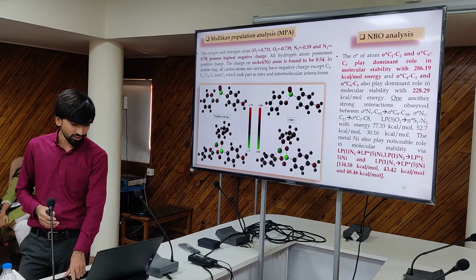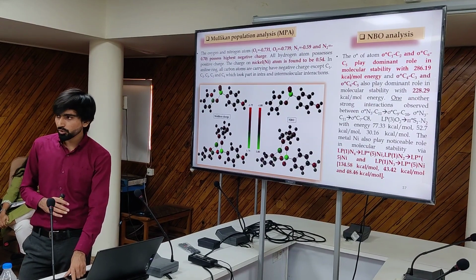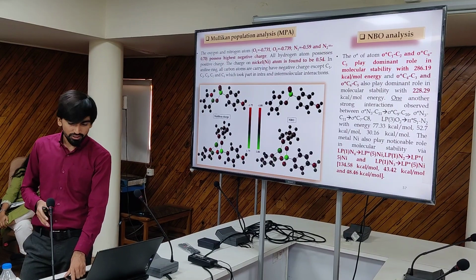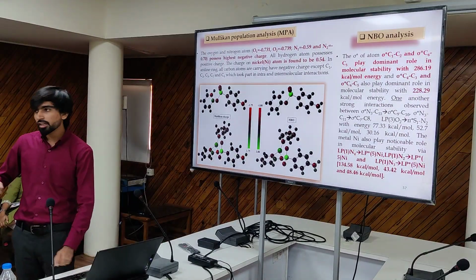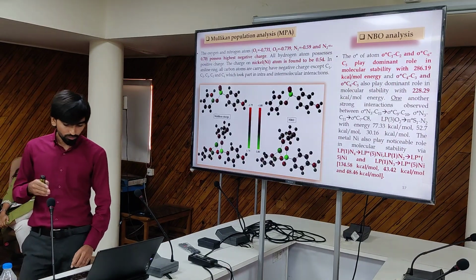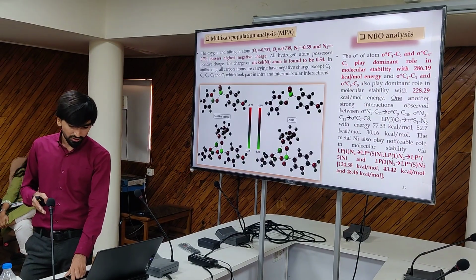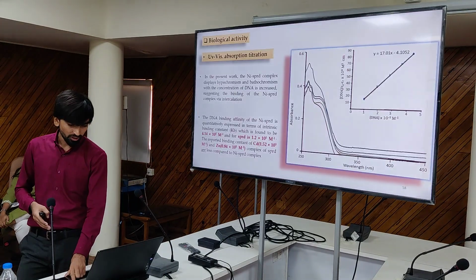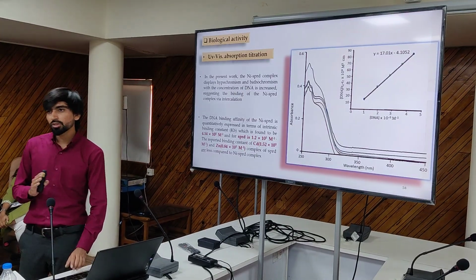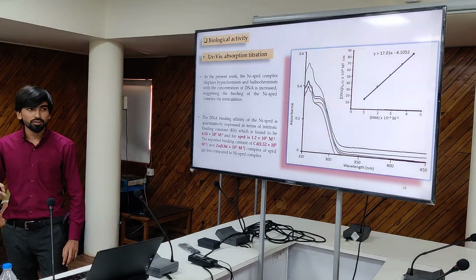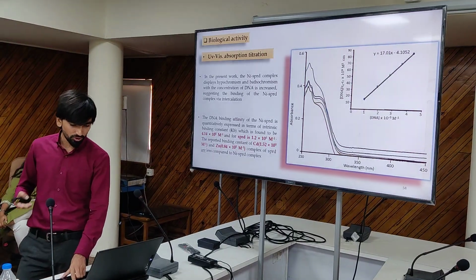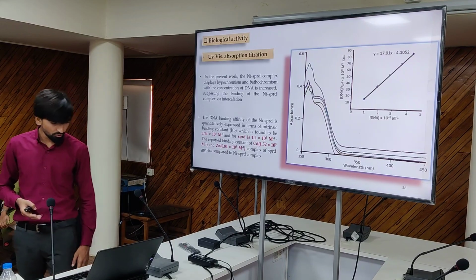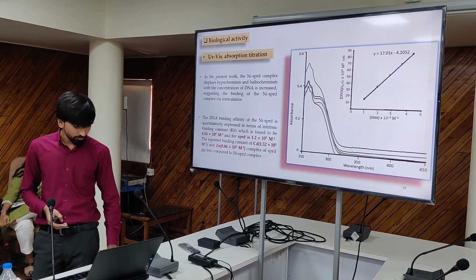From the molecular population analysis, the oxygen and nitrogen from the SO2 moiety as well as the amide group are more negative in nature compared to the reported data. From the NBO analysis, the carbon from the amide benzene ring and the carbon from the solvent molecule, as well as the nickel in this structure, play a major role in the molecule's stability. So from the theoretical analysis, we know that after complexation, the reactivity and the stability also increase. Now we get to the biological activity.